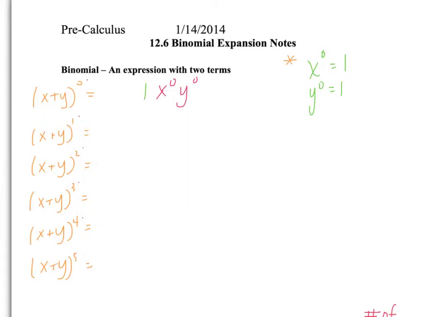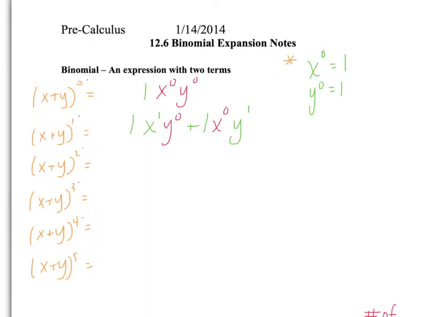Anything to the 1 power is just itself, so x plus y to the first is just going to be x plus y, basically. It's going to be x to the first plus y to the first. And the coefficients, obviously, are just going to be 1 and 1. And again, we can add in these placeholders, y to the 0, x to the 0. Because again, those numbers are just 1, they're just holding a place so we can recognize a pattern.